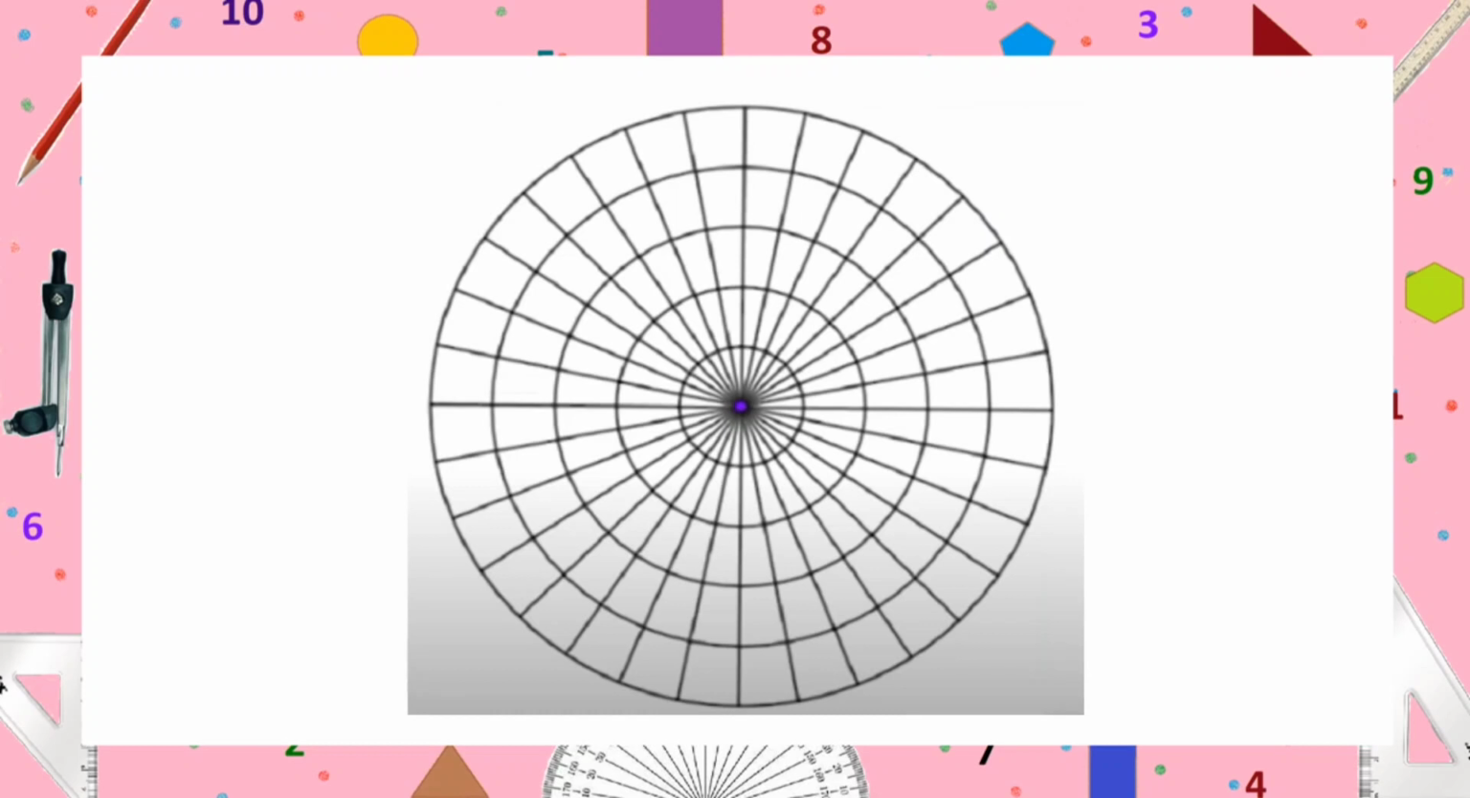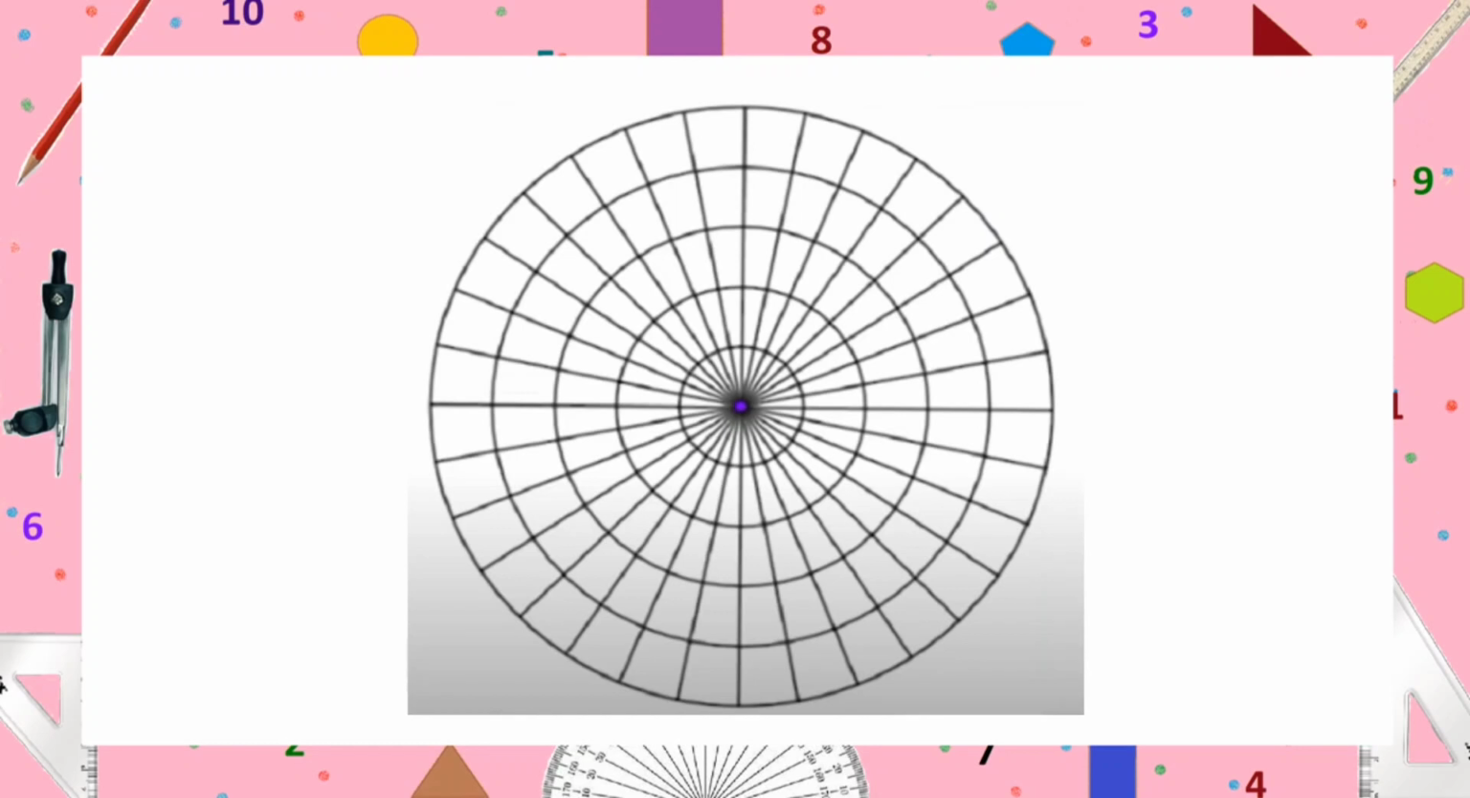First, divide the circle into 2 equal parts and then divide it again into 4 equal parts. Then if we divide again, we will get 8 equal parts. And if we again divide, we will get 16 parts, then 32 parts.